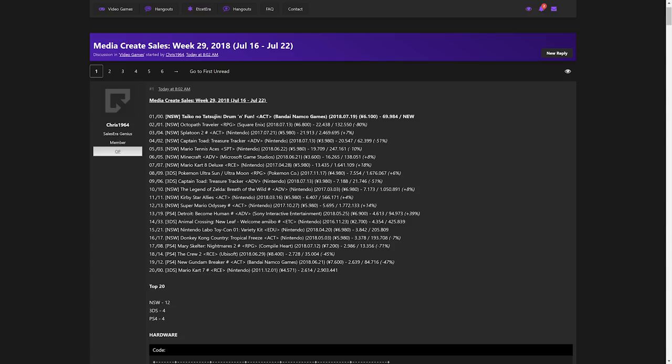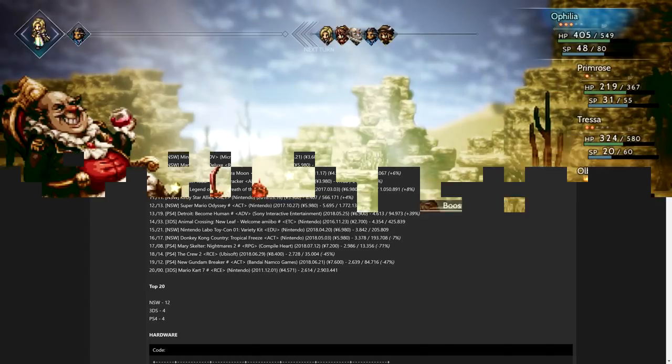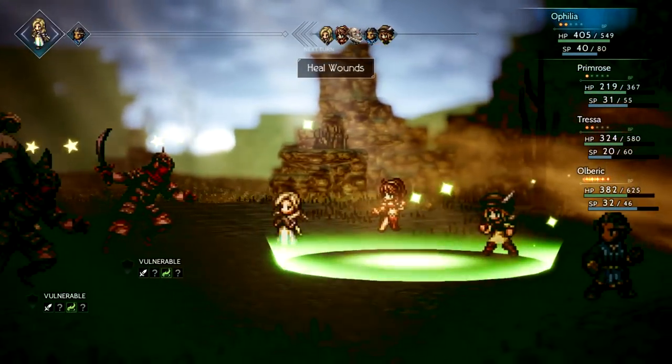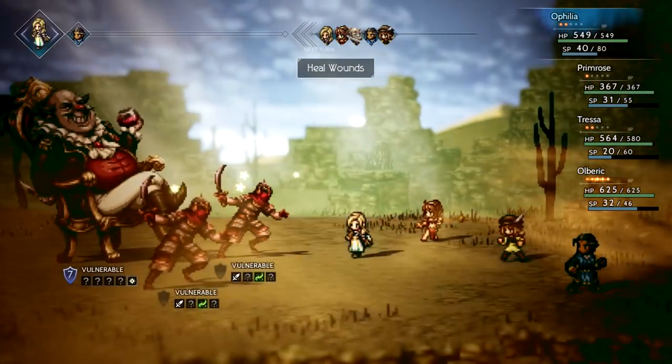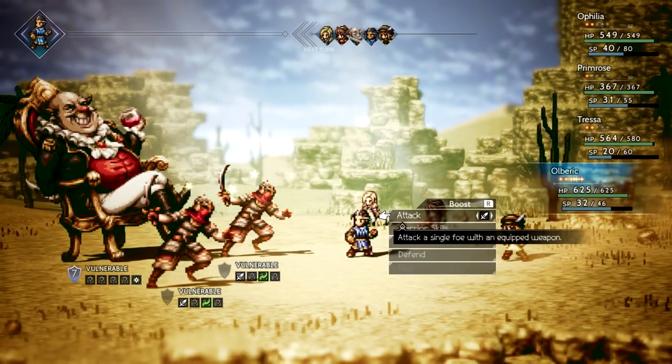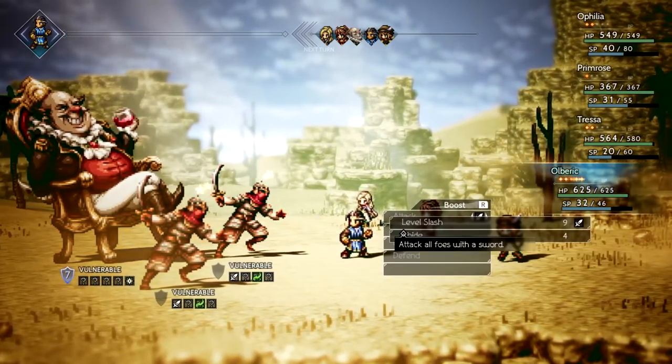Followed by a slew of PlayStation 4 games. You got, you know, at number 17, 18, and 19 are three different PlayStation 4 games. And then it rounds out at number 20 with Mario Kart 7 for Nintendo 3DS. If you're actually wondering how well Mario Kart 7 sold on 3DS in Japan, it moved 2,903,441 units. So nearly 3 million.